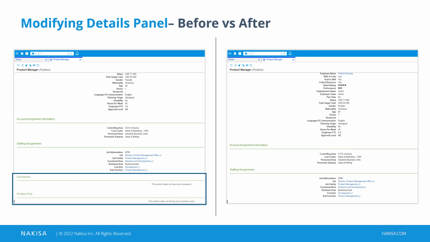Let's look into the third objective, which is modifying the details panel. Let's say the HR business partner at your company has asked you to remove the successors and position pool sections from the position details page, as they do not maintain this piece of information in the Nakisa HR Suite. So what you see on the left hand side is the position details panel with the successors and position pool sections, and the image on the right hand side does not contain these sections. Now let's jump into the admin console and see how to remove these sections from the details page.